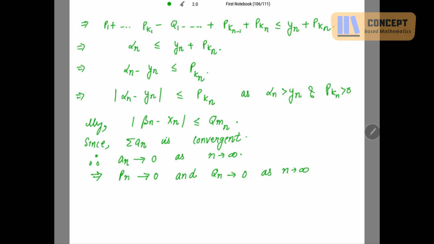Why have I written this? Because an denotes the terms of pn and qn, the positive terms and the negative terms, right? These are nothing but the terms of an. So if pn tends to 0 and qn tends to 0 as n tends to infinity, this will also imply pkn tends to 0 and qmn tends to 0 as n tends to infinity. Nothing but the rearrangement of the terms.